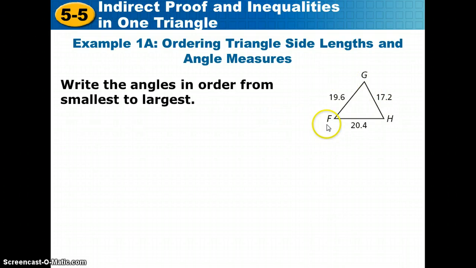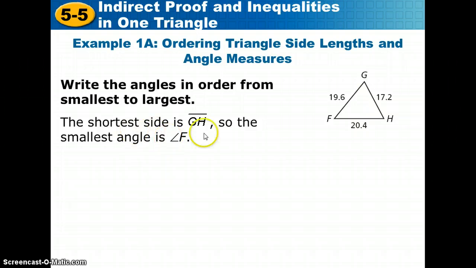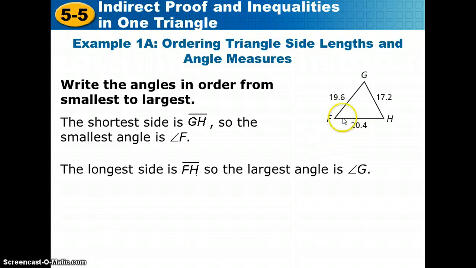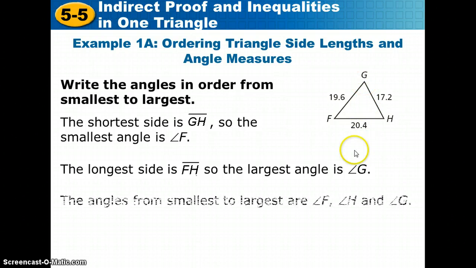So we want to order the angles F, G, and H according to what we can recognize from their sides. So we want to first take a look at the sides. The shortest side is GH. And so the smallest angle is across from that side, so the smallest angle is F. The longest side is FH, 20.4, so the largest angle is G. And the angles from smallest to largest would be F, then H, then G.